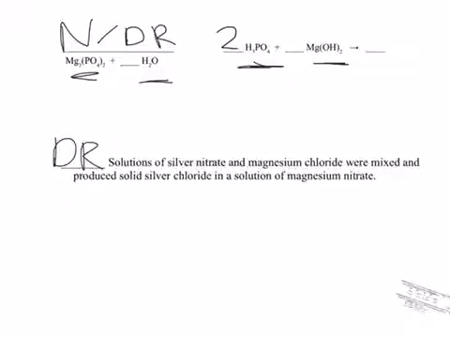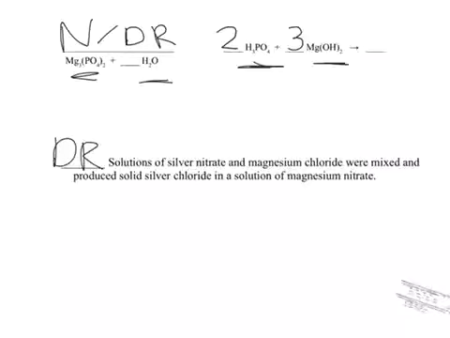Then I'm going to take a look at my magnesium. For the magnesium, there's 3 of them. So in front of my magnesium hydroxide on my reactant side, I need to write a 3. So now the phosphate and magnesium are balanced. I have to make sure all my hydrogens and oxygens are balanced. Well, I left that for last because it is a little bit more complicated.